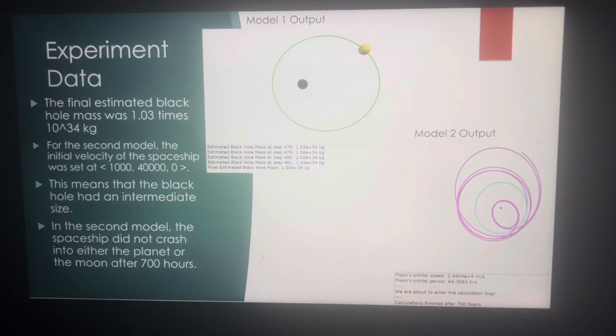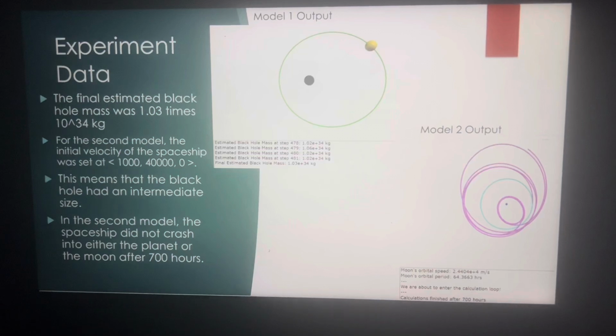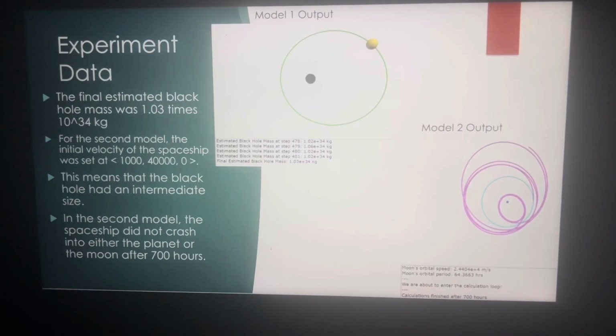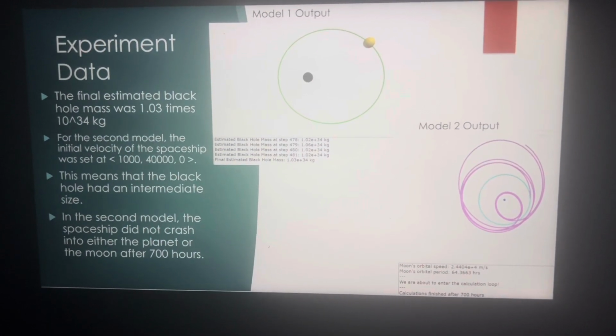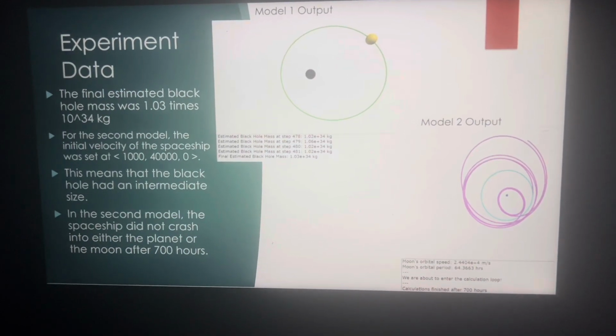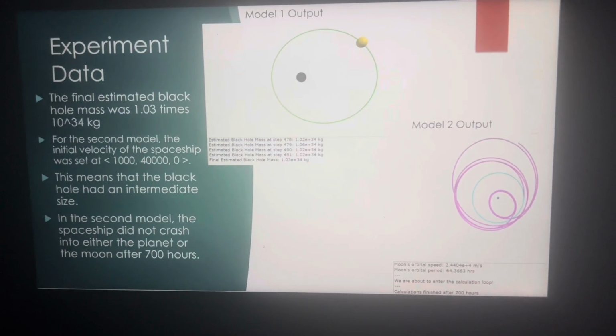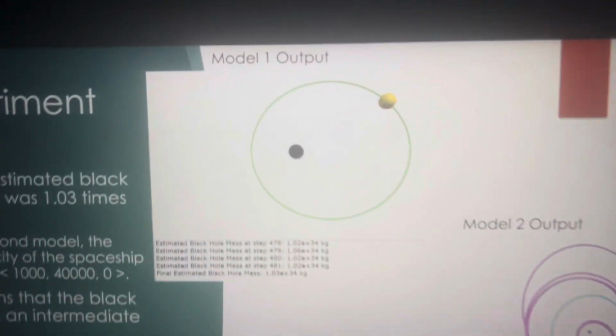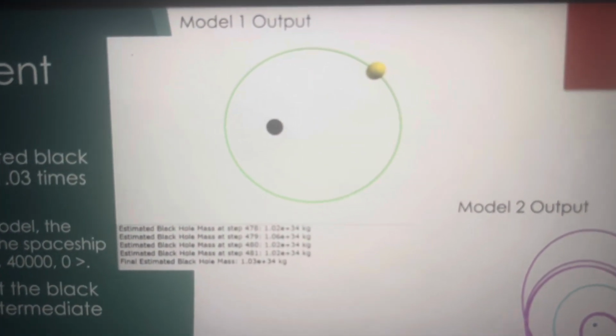And so the mass of the black hole was at an intermediate size compared to other black holes in the universe. And for the second model, even after 700 hours, the spaceship did not manage to crash into either the planet or the moon, meaning that my model was successful. And so this is the output for Model 1, and this is the output for Model 2.